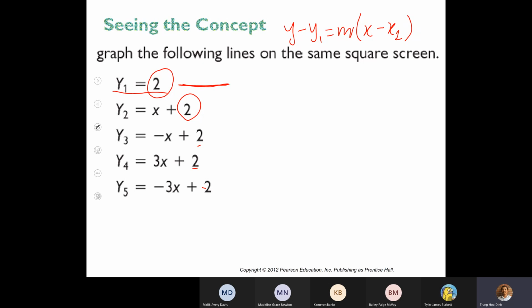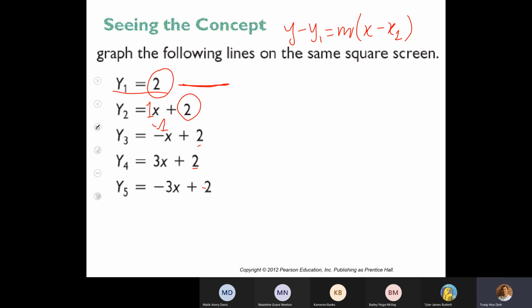What is the slope? The straight line is horizontal, so the slope is 0. Yes, the slope is 0. The slope of the second straight line will be 1. You don't see the 1 right here, but that is 1. The slope of the third one will be -1, and so on. 3, -3.